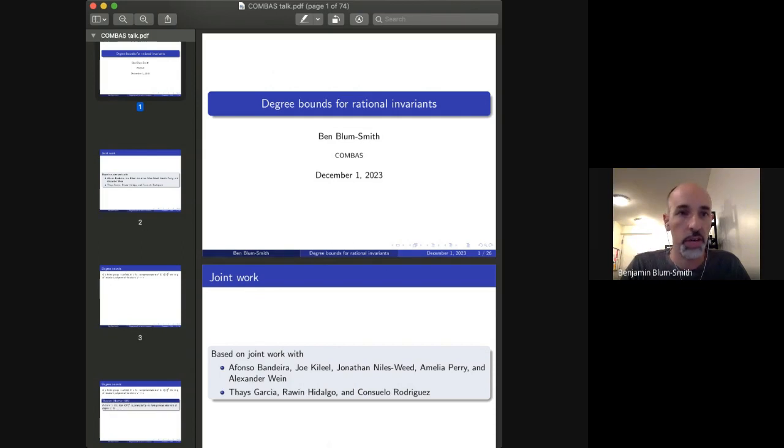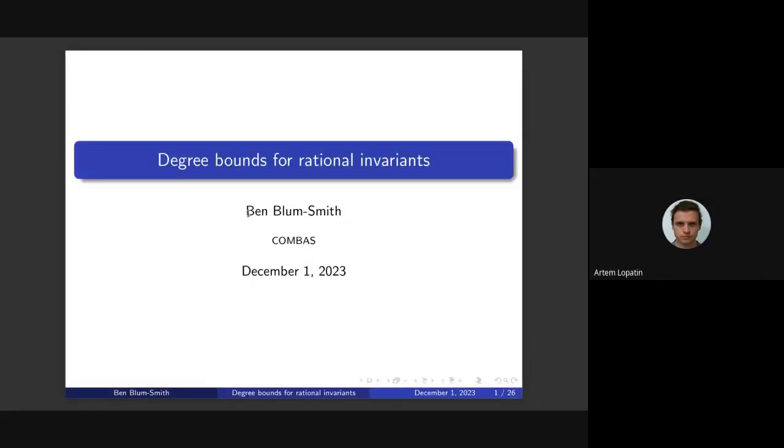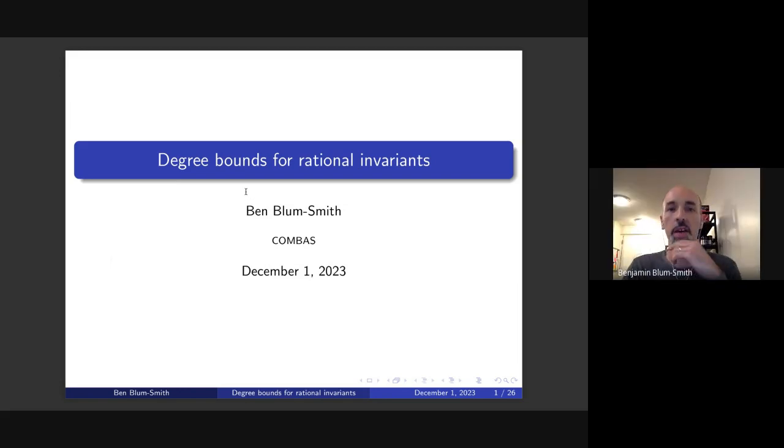Let me just go into full screen, which is going to prevent me from seeing you or how I look, but I'm just going to hope for the best. Can you guys see that? Yes, now it's full screen. Awesome. Okay.